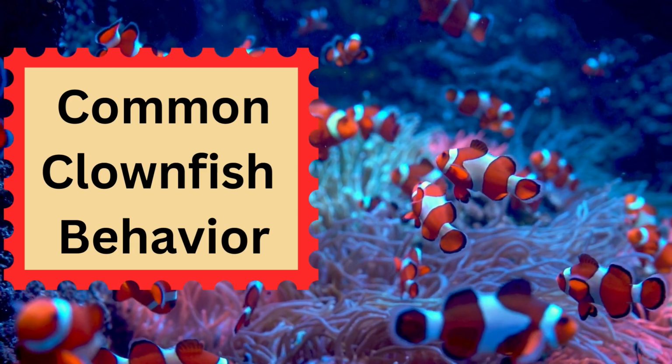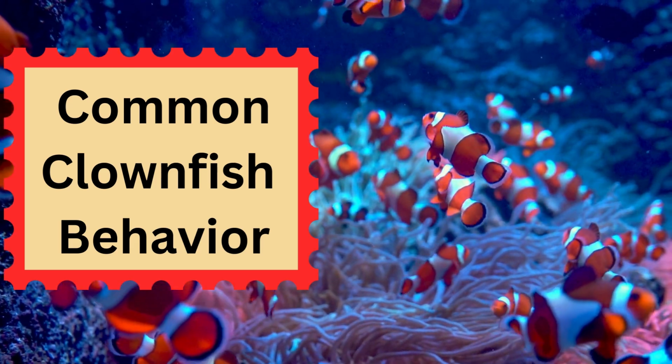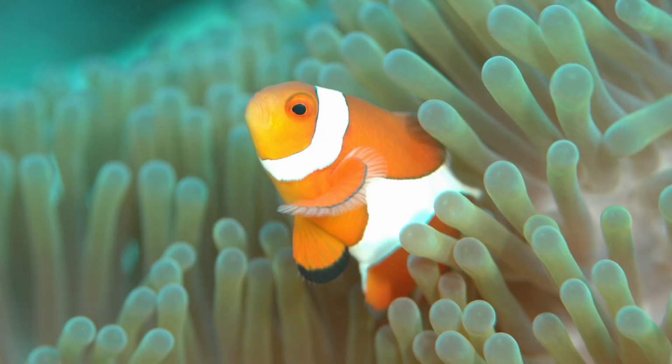Clownfish behavior. Clownfish use the anemones to protect them from its many predators. The anemones use their tentacles, which are laden with stinging cells, to deter enemies from invading them.